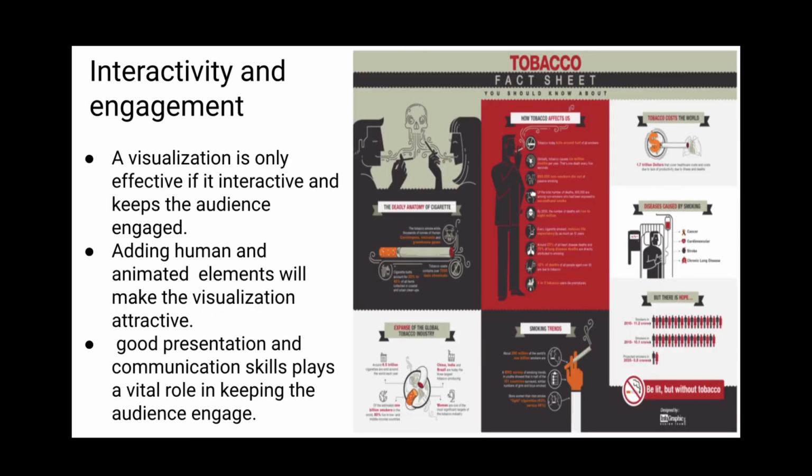And the third aspect is interactivity and engagement. A visualization is only effective if it is interactive and it keeps the audience engaged. So how can we do that? How can we keep the audience engaged? How can we keep the audience interactive? Adding human and animated elements will make the visualization attractive. Good presentation and communication skills also play a vital role in keeping the audience engaged.